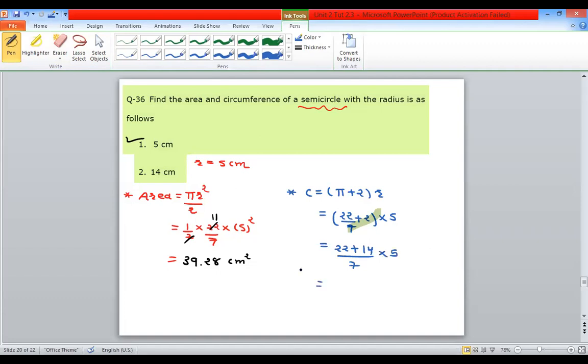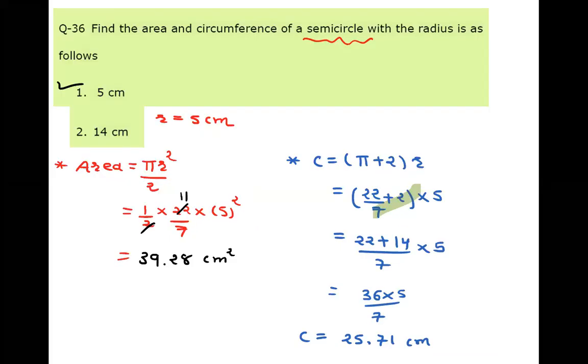It's 22 plus 14. It's 36. So 36 into 5 by 7. So your circumference is 25 point something. It's 25.71 centimeter. So this is your answer.